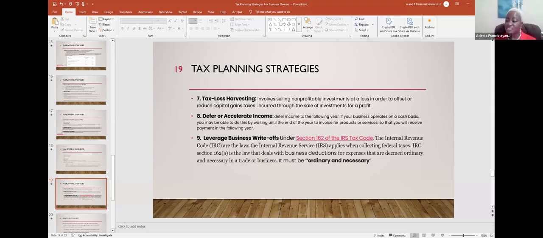This is what this code specifically deals with, making sure that you leverage your business write-offs. Anything that allows you to earn, build your business, grow your business, can be deducted, all right? As long as you keep your receipts and you keep a written note.